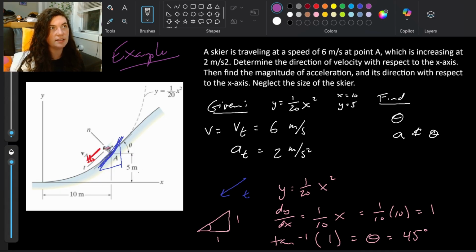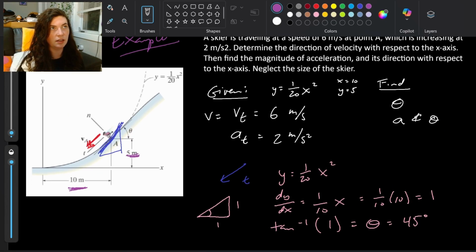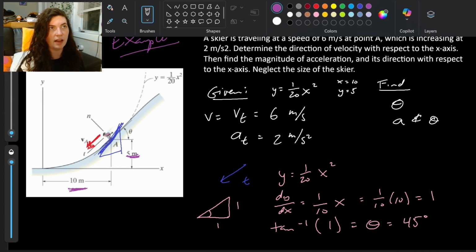So don't get it confused. It's not this 5 and 10. It's not the ratio triangle of the position of where you are. It's the slope of that velocity, the derivative, that is giving us that direction. So now that we've got that, this guy is 45 degrees, yippee.